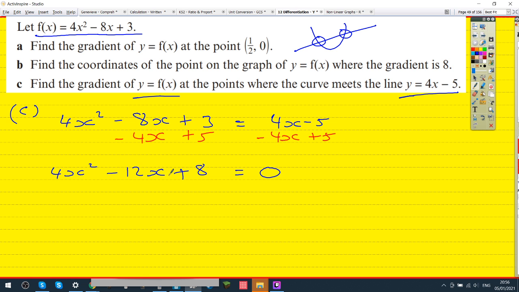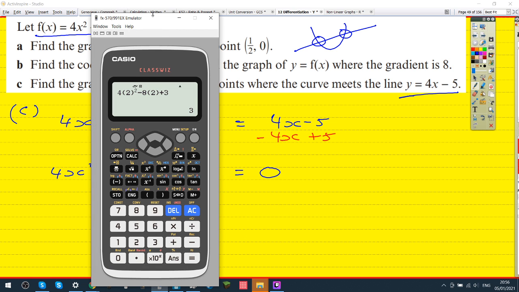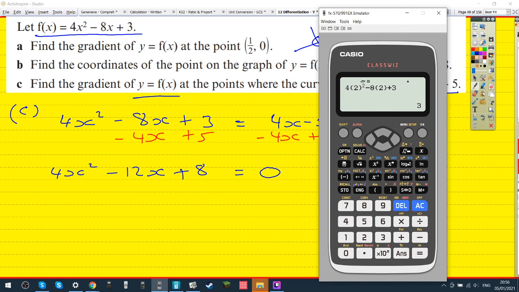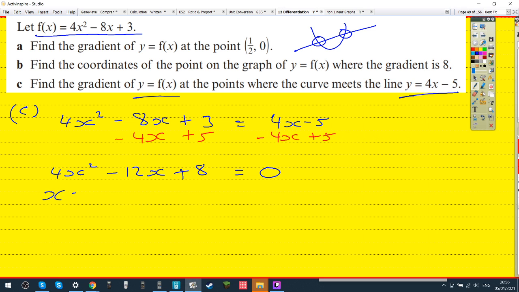Yep. So let's put it to the calculator. So x is 1 or x is 2. Wait, no. x is 2 or x is 1. Yep. So x equals 1 or x equals 2. Find the gradient of this curve at those points.